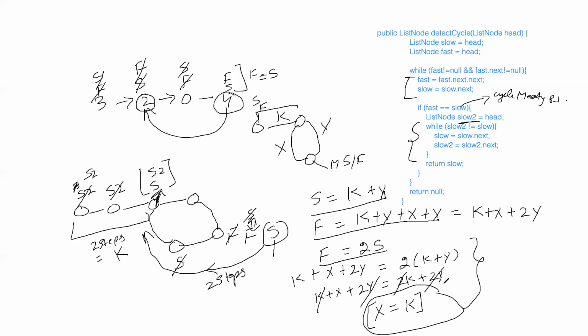I think there's a difference in the distance of f actually. I mean, f might not actually be k plus y plus x plus y. It can be k plus a multiple of the circle length plus that y. I mean, it won't be k plus y plus x plus y.